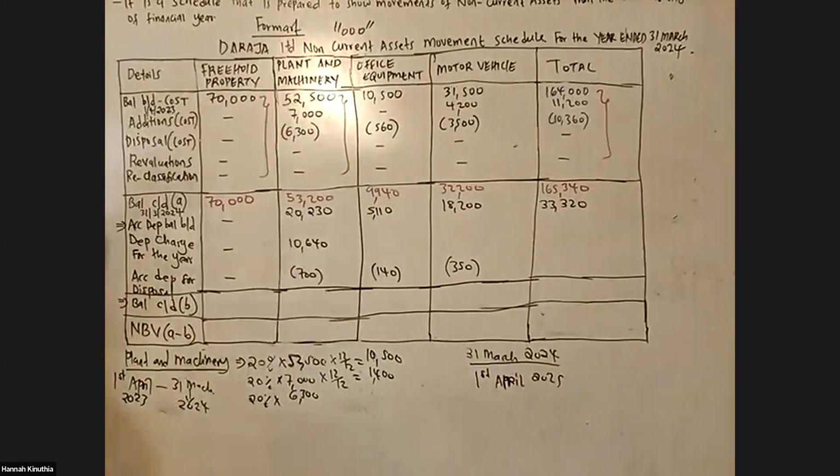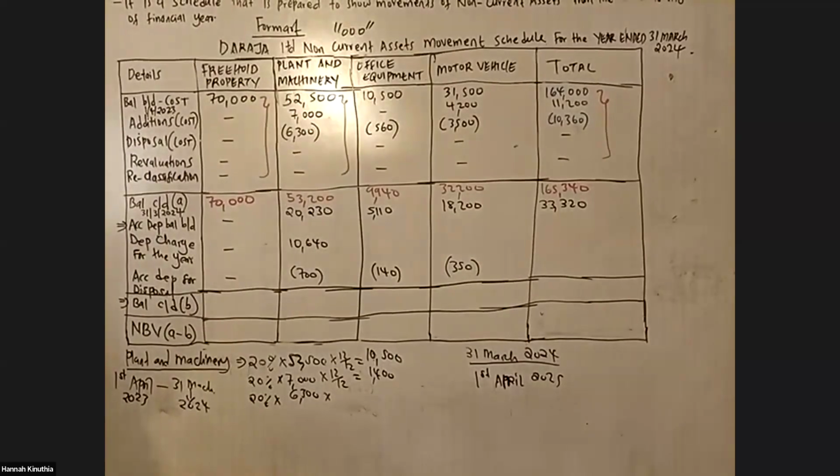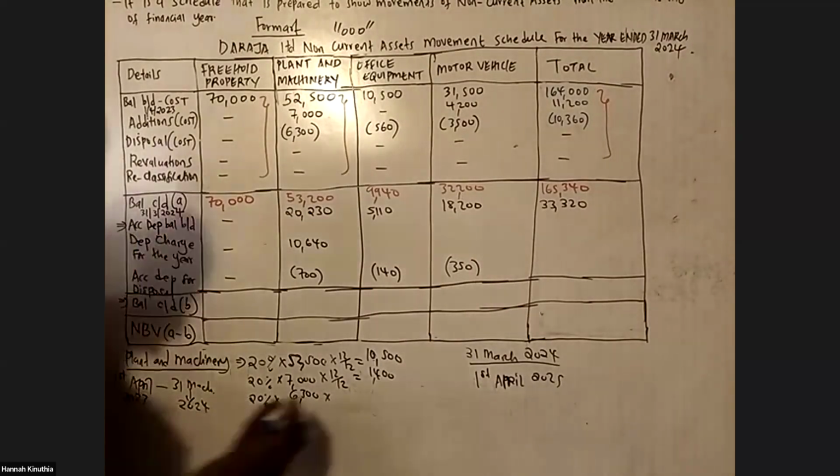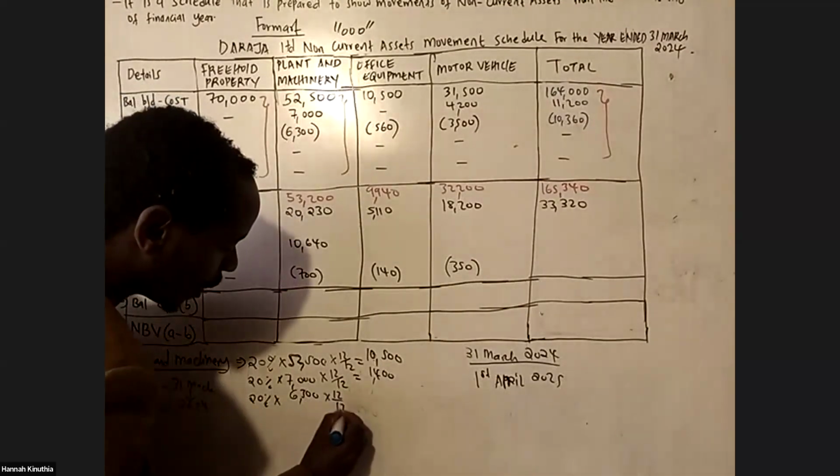And then lastly, there was a disposal. Now, when was this disposal done? Disposal alifanya wakati gani? Now, ukienda kwa swali, you can see that the disposal was disposed for machinery also at the beginning of the year, 6,300. So it was throughout the year.